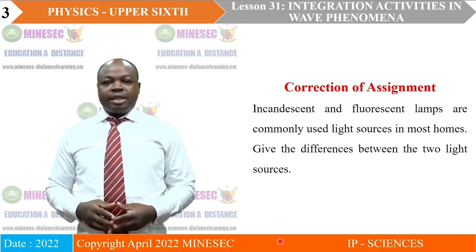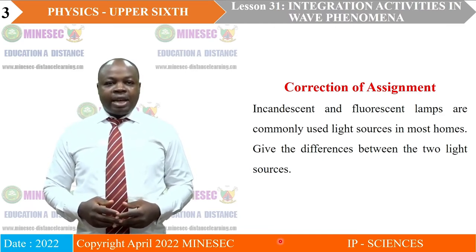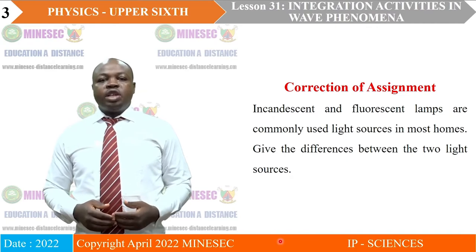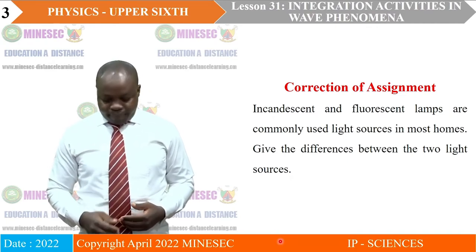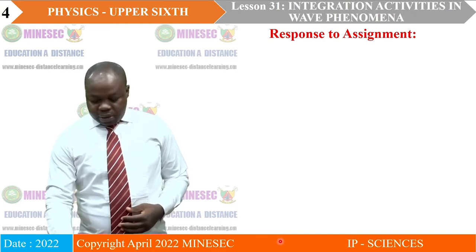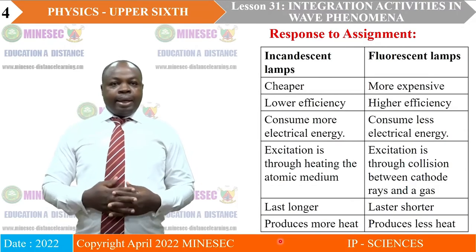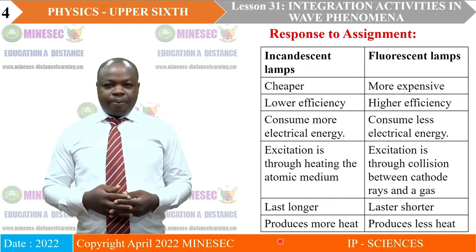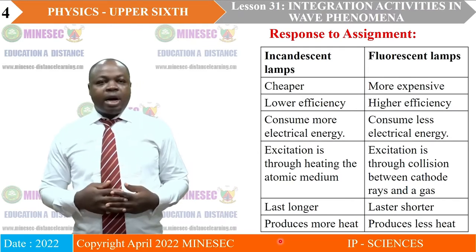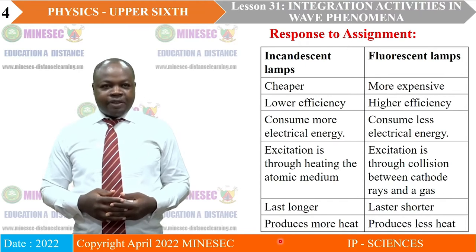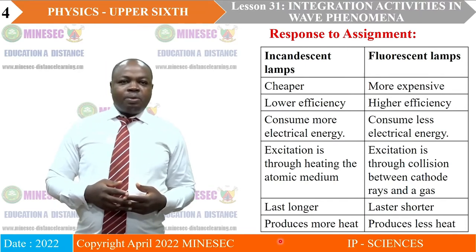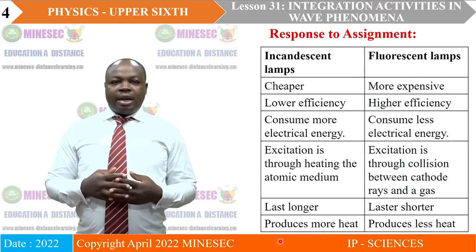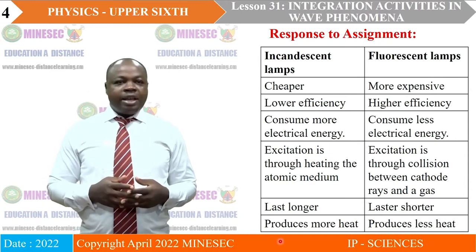Incandescent and fluorescent lamps are commonly used light sources in most homes. Give the differences between the two light sources. And the response to that is as follows. Now, with the incandescent bulb, they are cheaper. They cost low, they are cheaper to buy, and the fluorescent are expensive. The incandescent bulbs have low efficiency, while the fluorescent bulbs have higher efficiency.